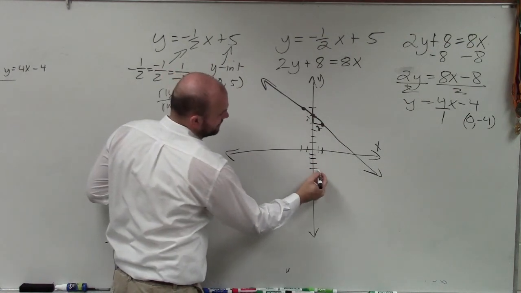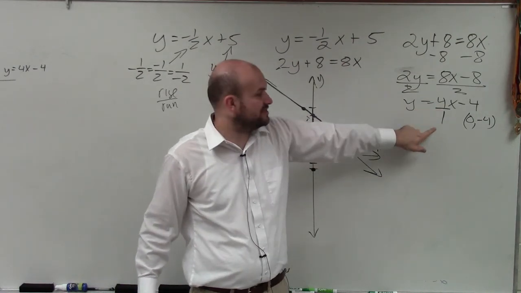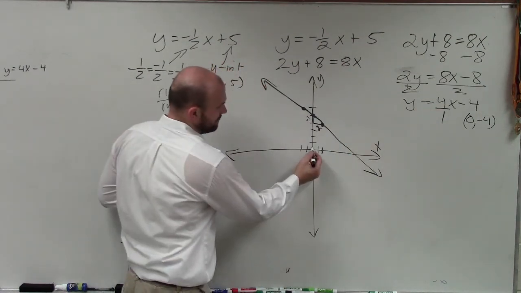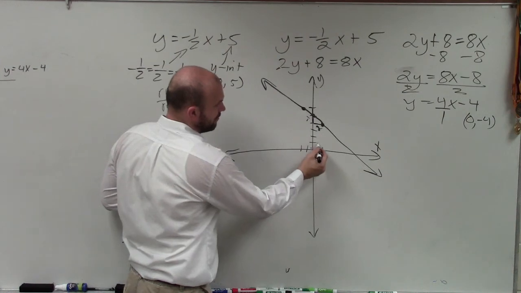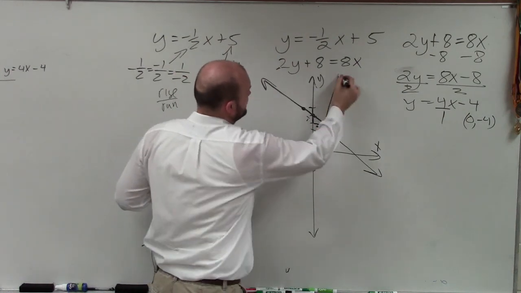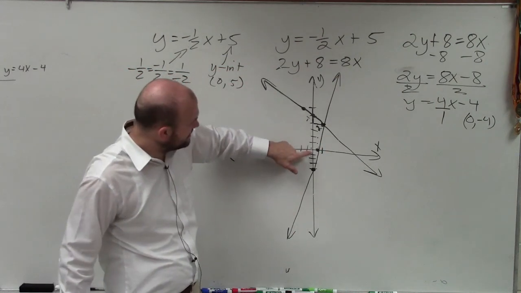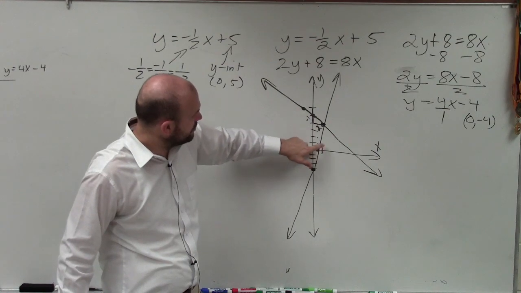1, 2, 3, 4. Now, again, I use the slope. Change in y is positive. Change in x is positive. So I go up 4 over 1. Up 4, 1, 2, 3, 4 over 1. So what you can see is these two lines intersect at a point. And that point is (1, 2, 1, 2, 3).